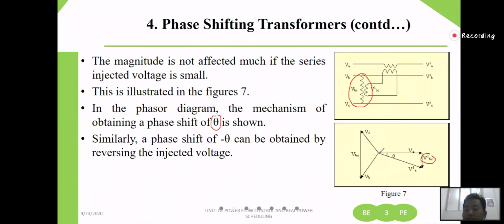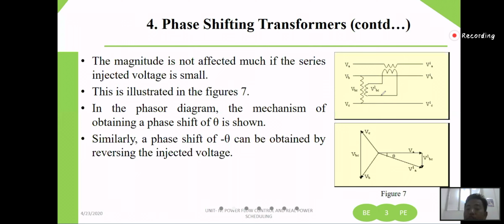Similarly, you can also introduce a negative phase shift here. A phase shift of negative theta can be obtained by reversing the injection voltage, because what we are doing here is injecting a small amount of voltage. Why are we injecting here? We are injecting to create a phase shift. Why are we creating a phase shift?